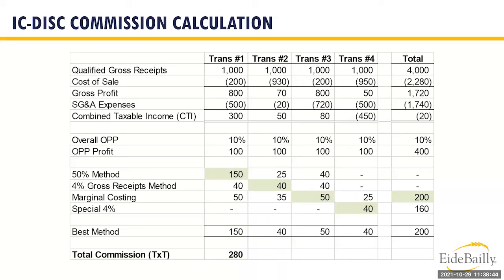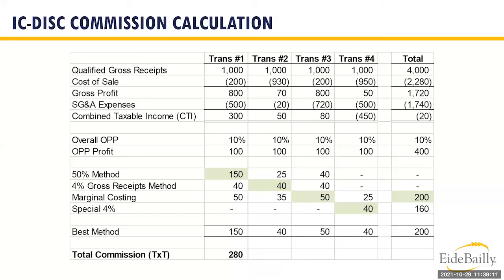Moving to the third transaction, we have combined taxable income of $80. So we get a $40 commission under both the 50% and the 4% method. But now the marginal costing method gives us a $50 commission, because we take that $100 OPP profit times 50% to give us $50. So that will be our commission on transaction 3.